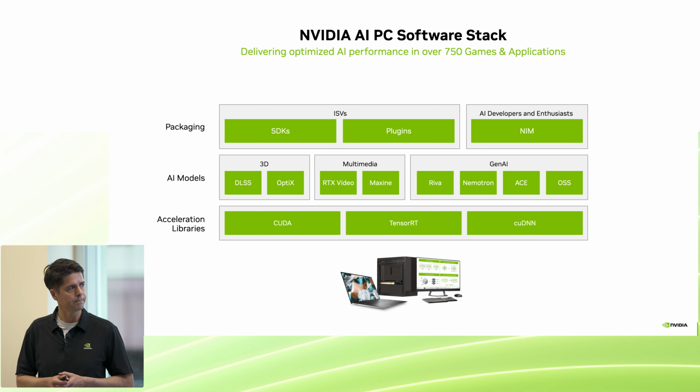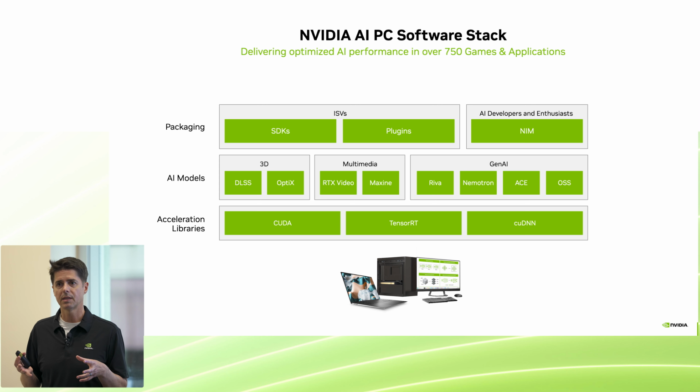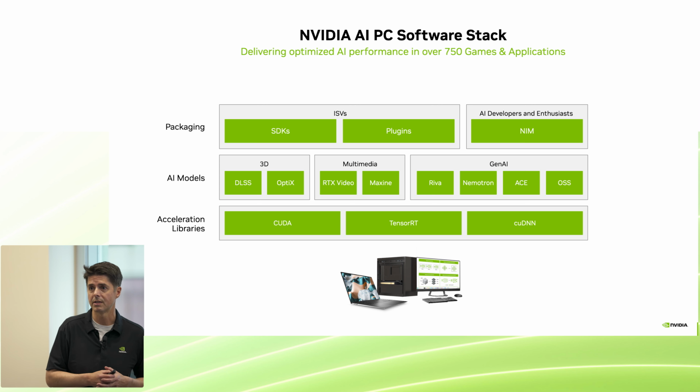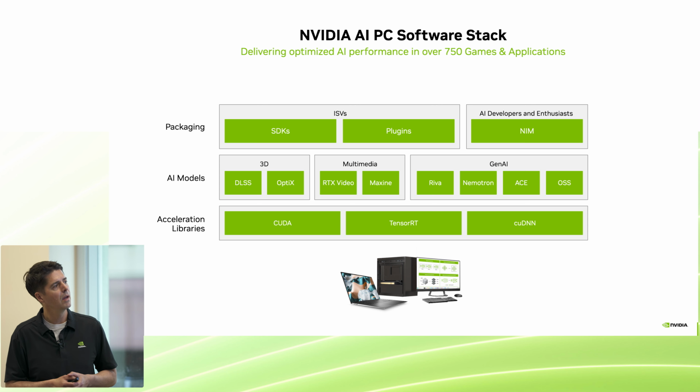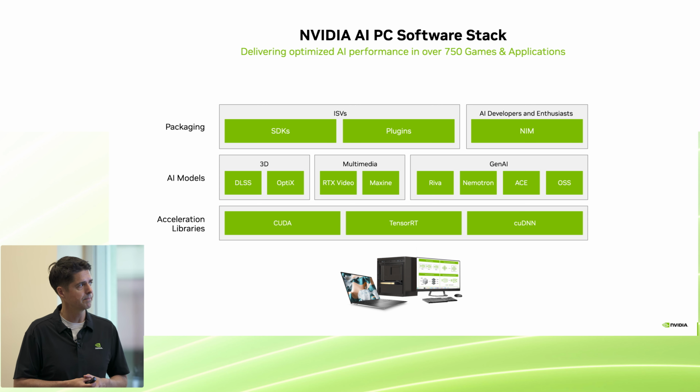Next is TensorRT. This is our library for accelerated AI inference. You may have seen the announcement earlier this week that Windows ML, which was just recently announced, will be powered by TensorRT when you're running on RTX GPUs, so you'll get access to those really fast tensor cores for doing AI inference. And then finally, cuDNN is our library for doing AI training and AI fine-tuning.